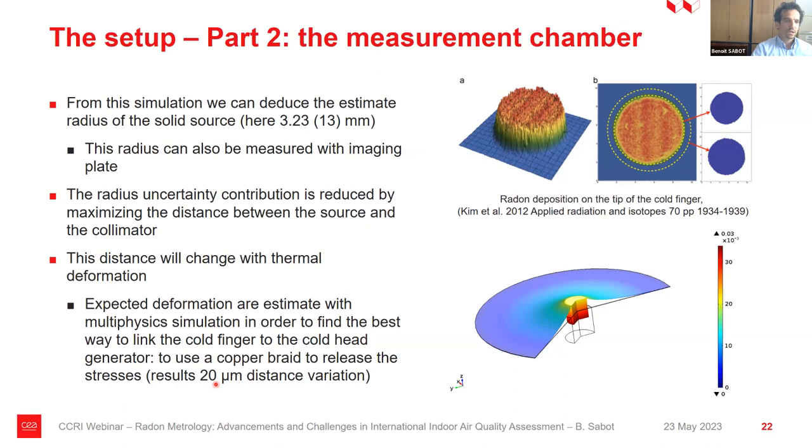different measurements, and you can find them in different publications. In a more recent publication from Chris is a very nice picture of such a source. Here you have a 3D picture of deposited radon on such a cold finger with the distribution of the activity, and you can see that such a source can produce a very nice and homogeneous distribution of radon on the cold surface. So it's a very nice alpha source.